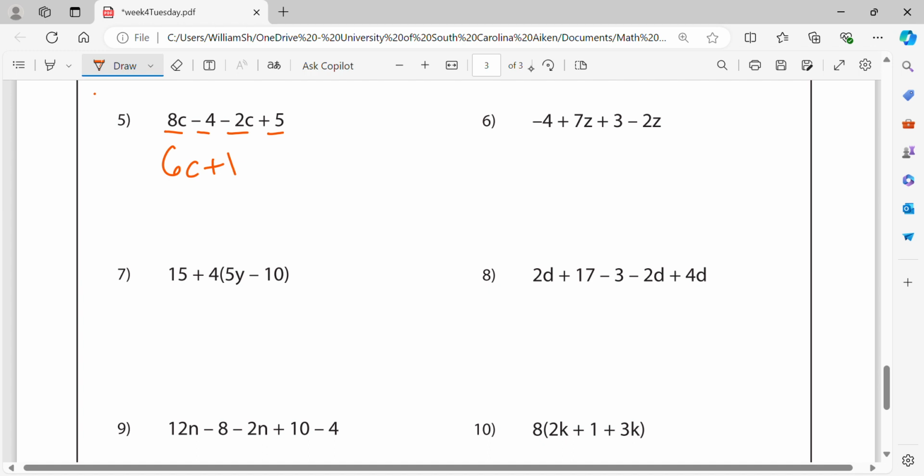Negative 4 plus 7z plus 3 minus 2z. Okay, I'm going to combine the negative 4 and the positive 3 here. It's going to give me negative 1.